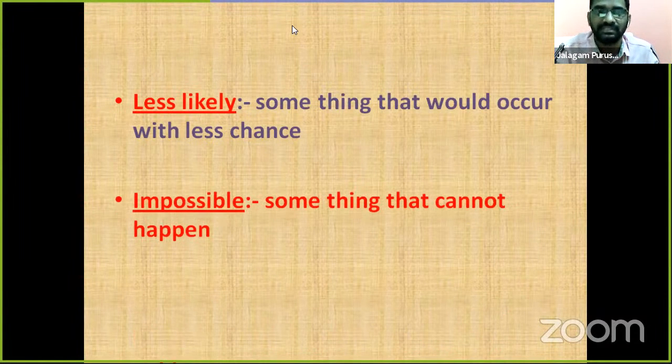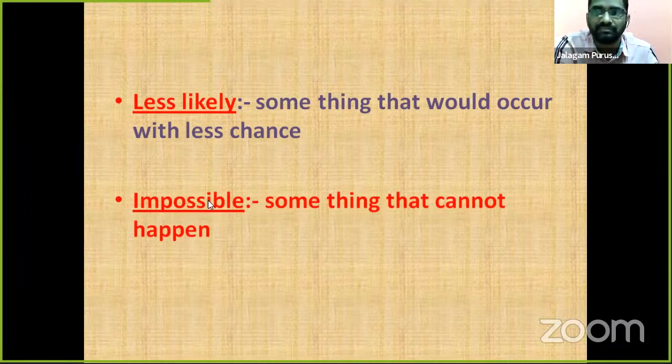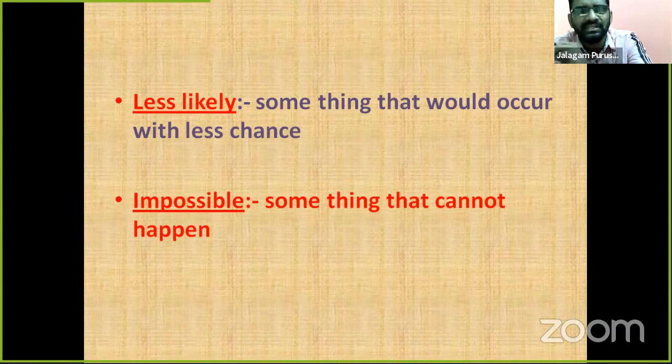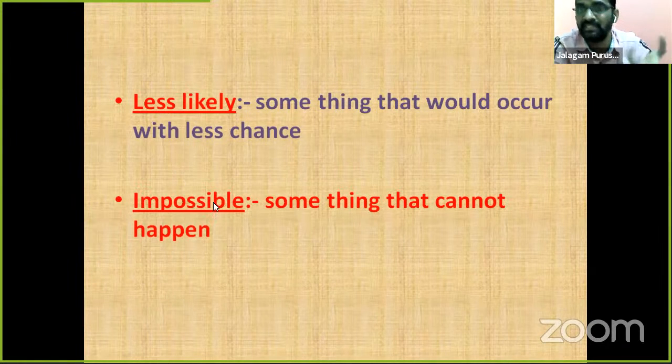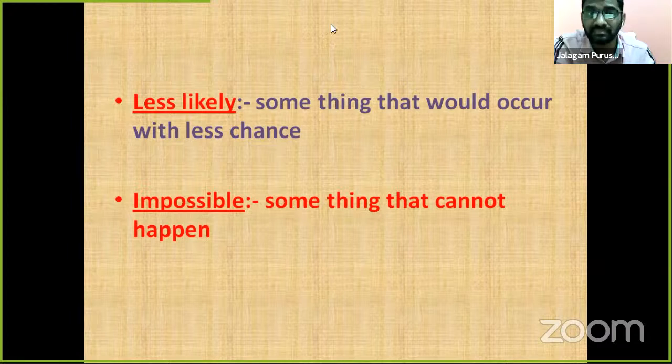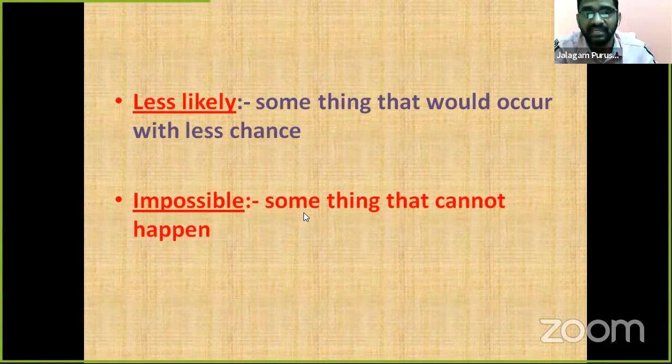Another word is there, impossible. Something that cannot happen. In our daily life, we may imagine something that does not happen. It never will happen. That type of situation, we can say it is impossible. So here these words are measured in probability.